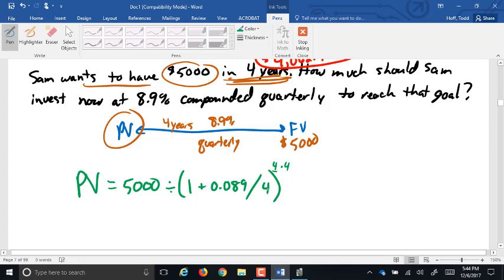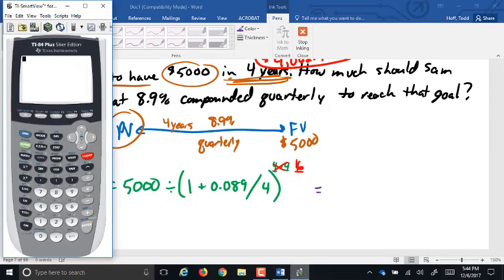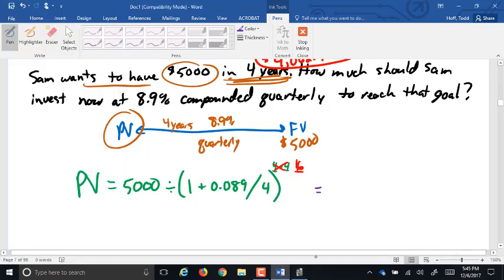The first 4 is the 4 periods in the year from quarterly. The second 4 is because it's 4 years. I'm going to cross that off. 4 times 4 is 16. So it's going to be the power of 16. So we'll punch that in, 5,000 divided by, parentheses, 1 plus 0.089 divided by 4, close my parentheses, power of 16, 3516.06.